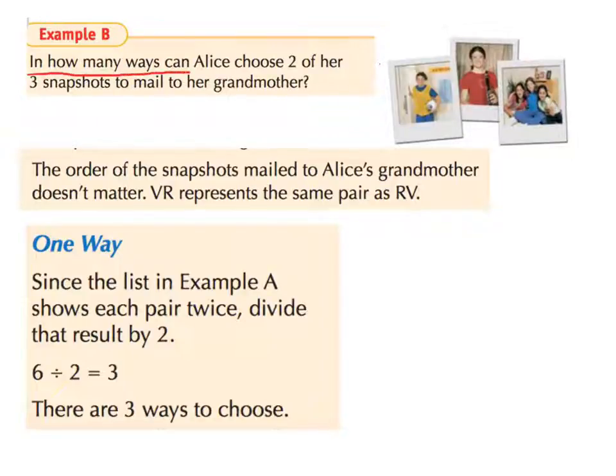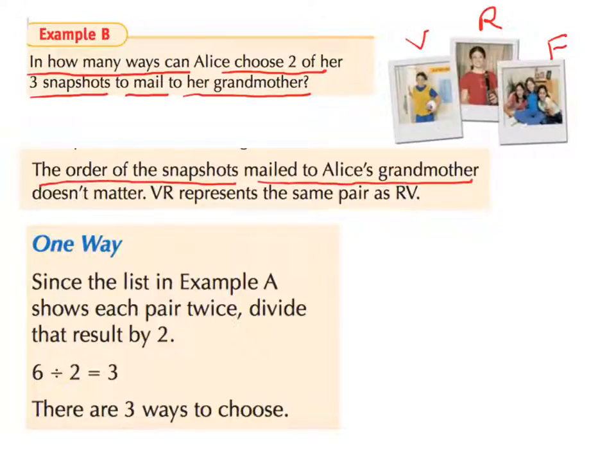In how many ways can Alice choose 2 of her 3 snapshots to mail to her grandmother? Now he wants to mail 2 of the 3 snapshots to her grandmother. This is victory, recreation, and family. For the snapshots mailed to Alice's grandmother, the order does not matter. So whichever order he places the snapshots, that does not matter. So whether he mails VR, it represents the same pair as RV. It's the same thing because the order does not matter.